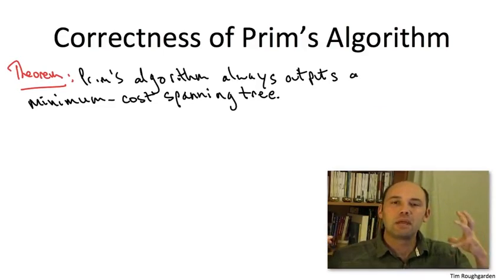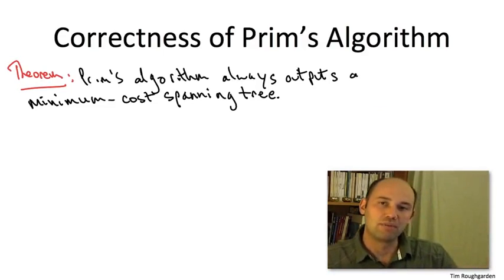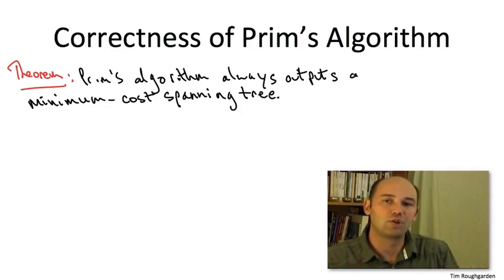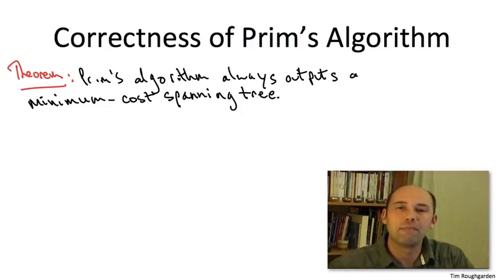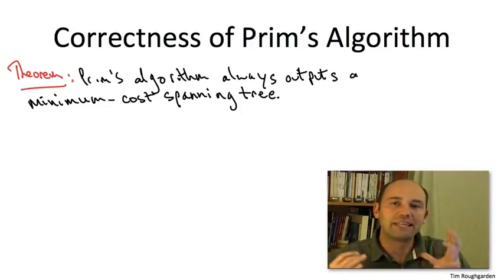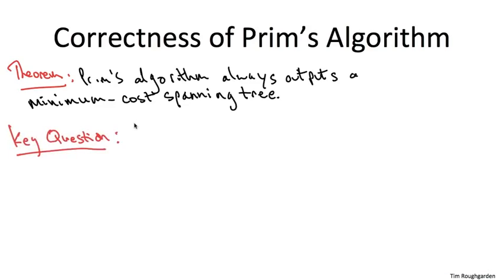So in a greedy algorithm, you're making an irrevocable decision. Like in Prim's algorithm, we're including an edge in our tree and never revisiting it later. And how can you be sure that you're not making a mistake? How can you have a guarantee that the decision you're making seemingly myopically right now is actually a good decision? It won't come back to bite you later.